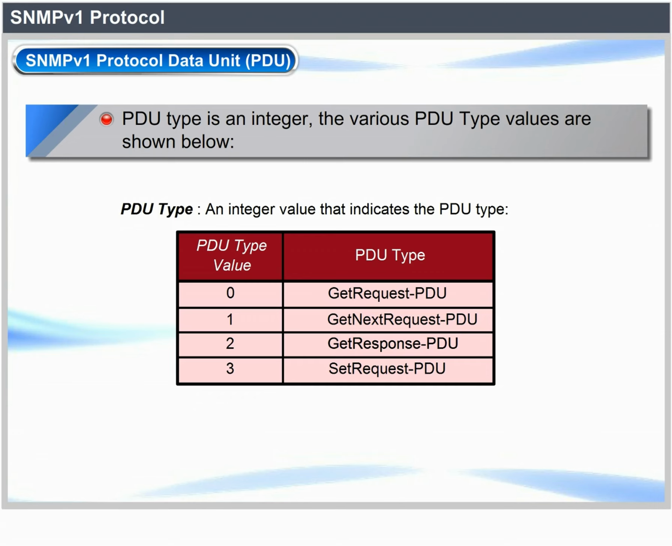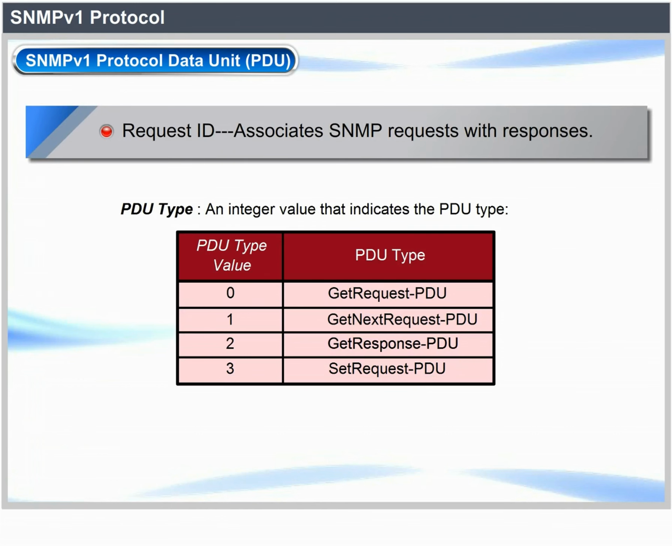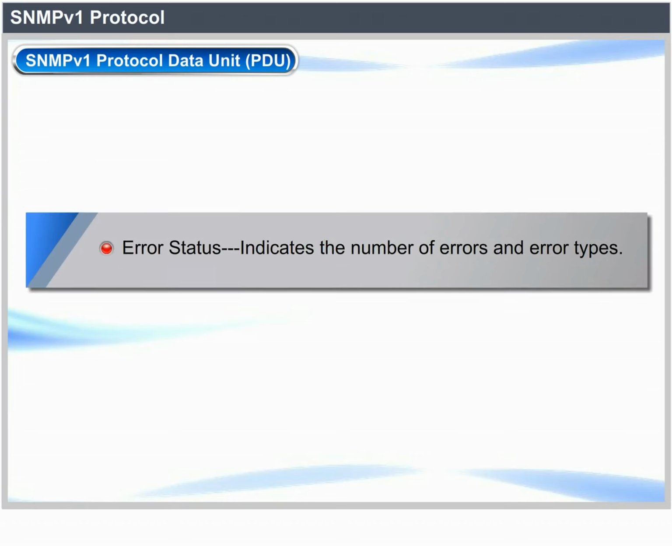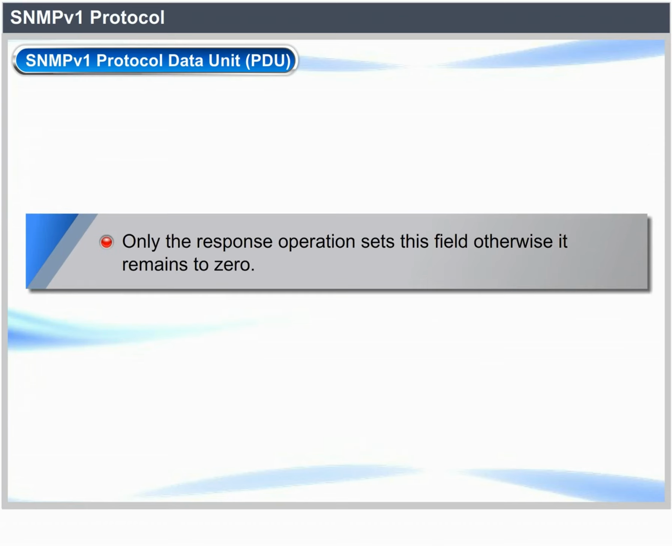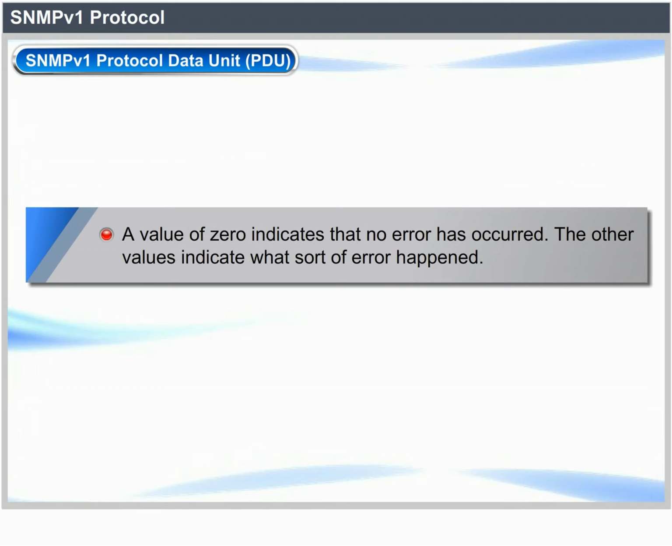Request ID associates SNMP requests with responses. Error status indicates the number of errors and error types. Only the response operation sets this field, otherwise it remains 0. An integer value that is used in the getResponse PDU tells the requesting SNMP entity the result. A value of 0 indicates that no error has occurred. The other values indicate what sort of error happened. This is described in the table given below.